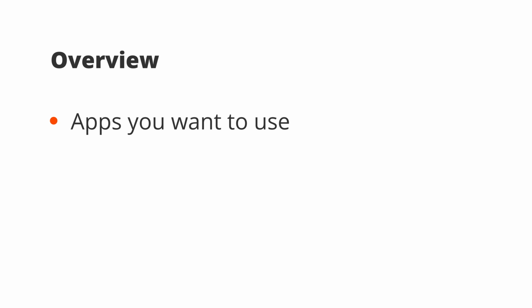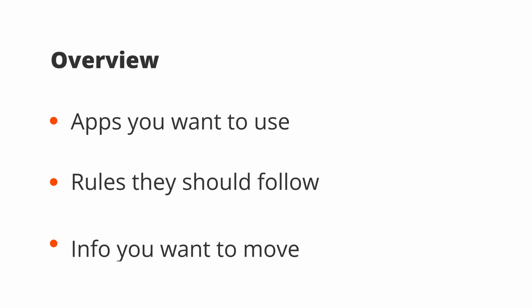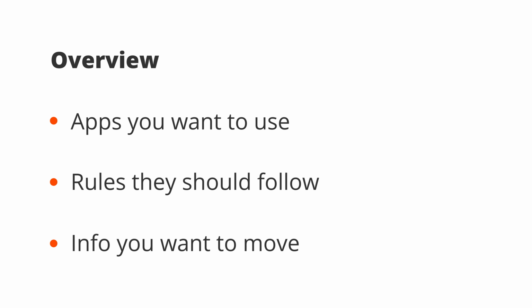Now that you're comfortable with the automation mindset, let's walk through some key terms that you'll hear a lot within Zapier. For any automated workflow you want to build, you should have in mind the process you want to automate, the apps you want to use, the rules you want them to follow, and the information you want to move between your apps. These elements together make up what we call a Zap.